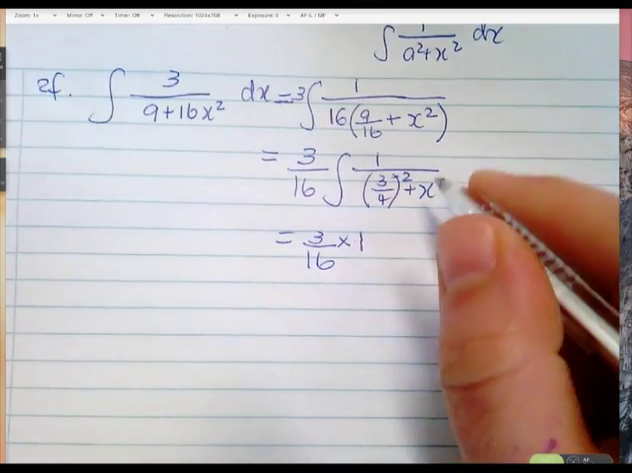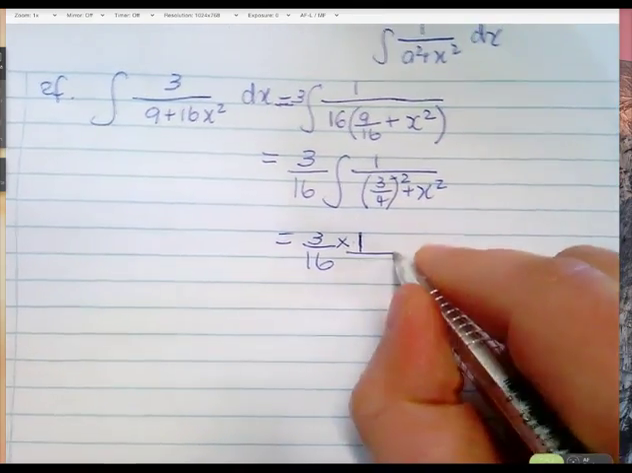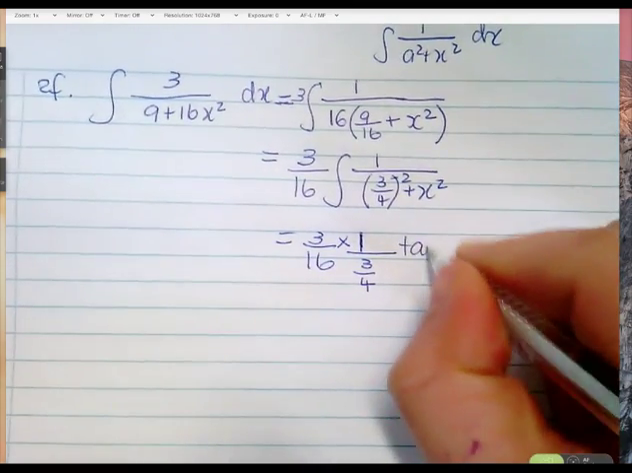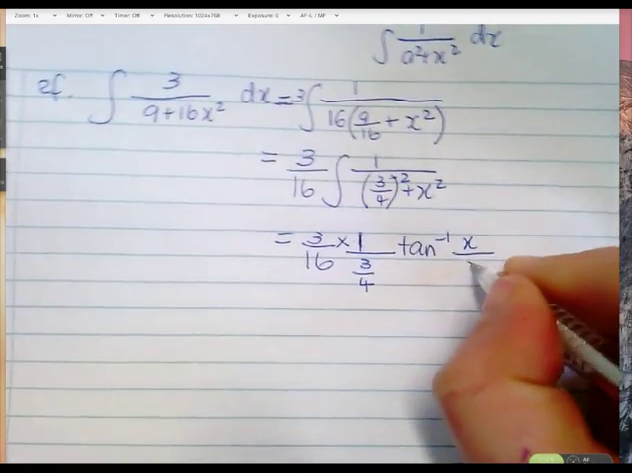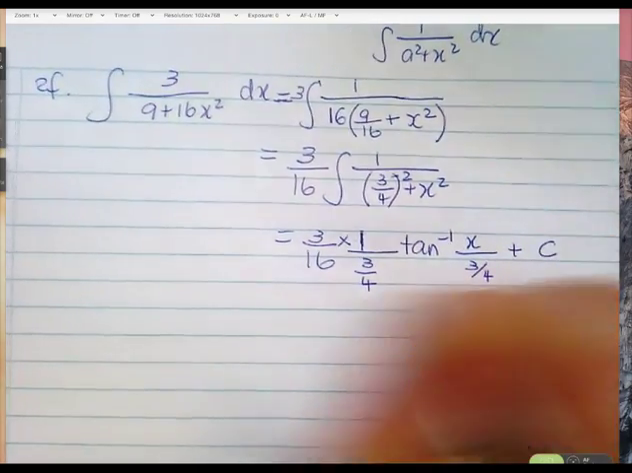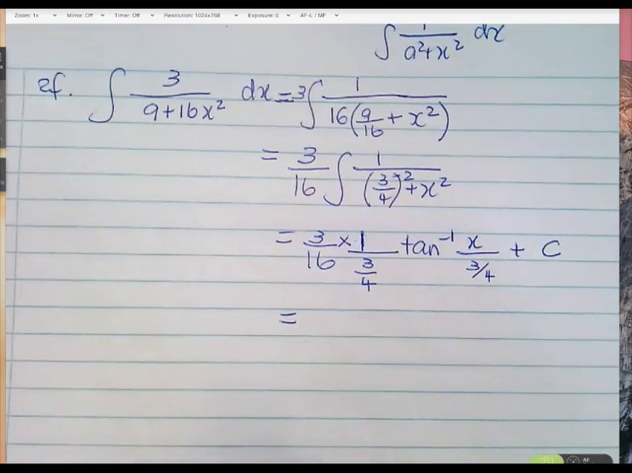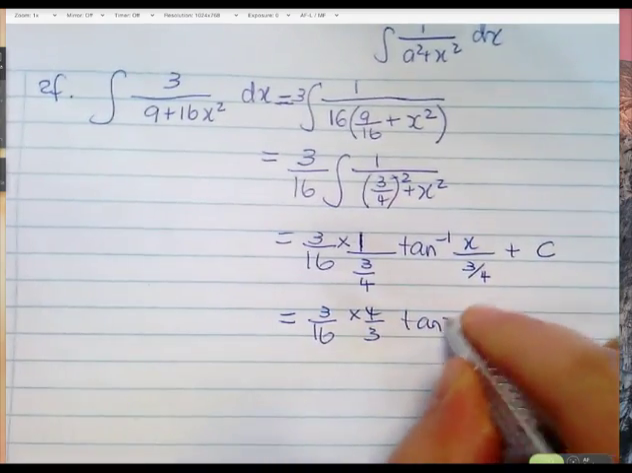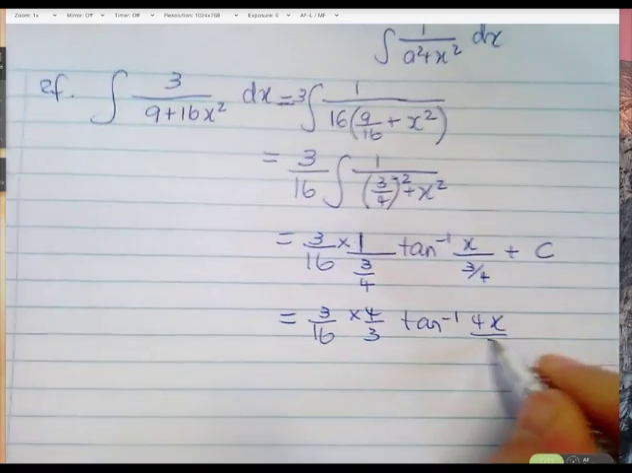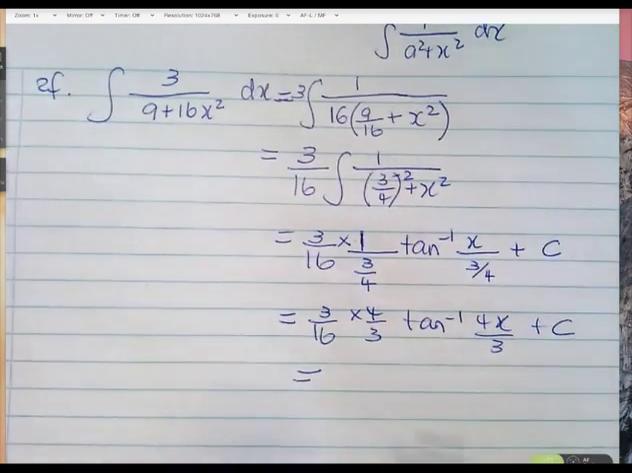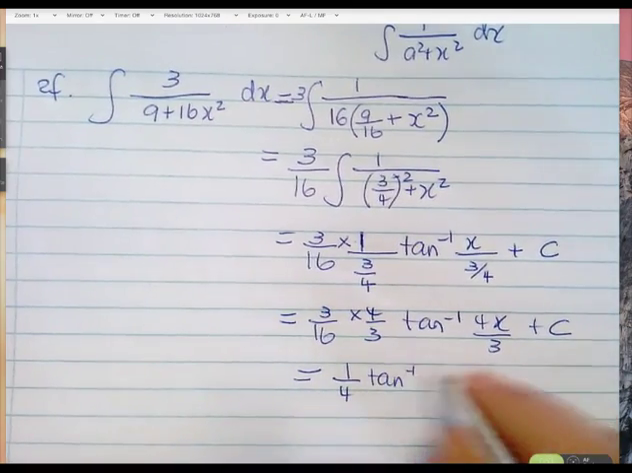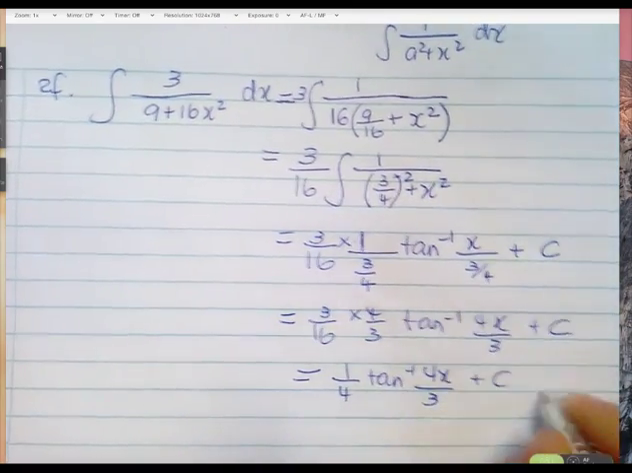Be careful, look at the formula. It's 1 over a, remember? 1 over 3/4 inverse tan of x divided by 3/4 plus c. Just be careful. So it's 3 over 16 times what? Times 4 on 3 inverse tan of 4x on 3 plus c, and simplifying again, the 3's cancel. What have you got? 1/4 inverse tan 4x on 3 plus c.